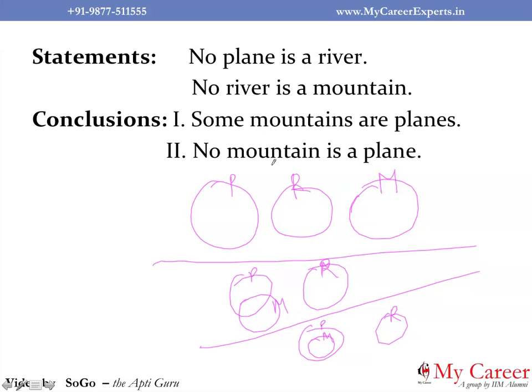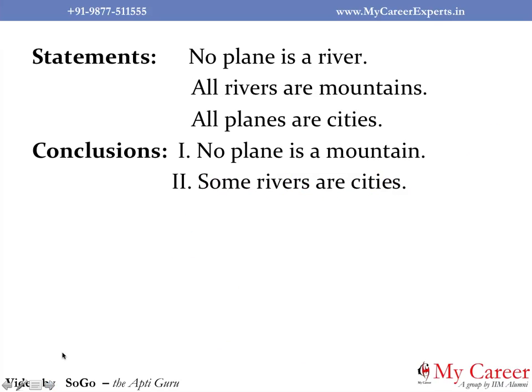So it says some mountains are plains. It is a possibility. No mountain is a plain. It is again a possibility. But either one of these shall be true. So I will have C as the answer. We are going to the next question.